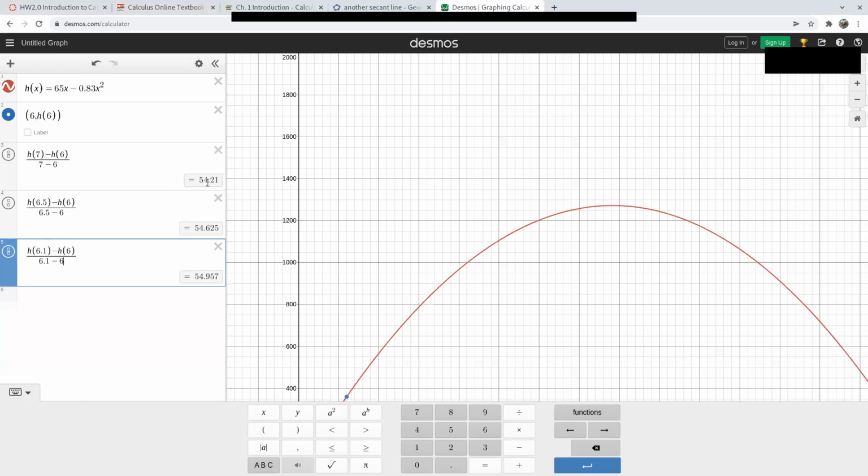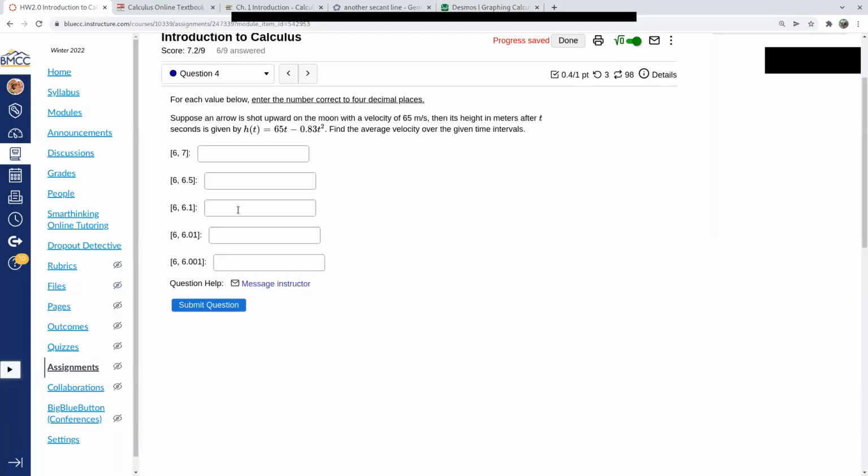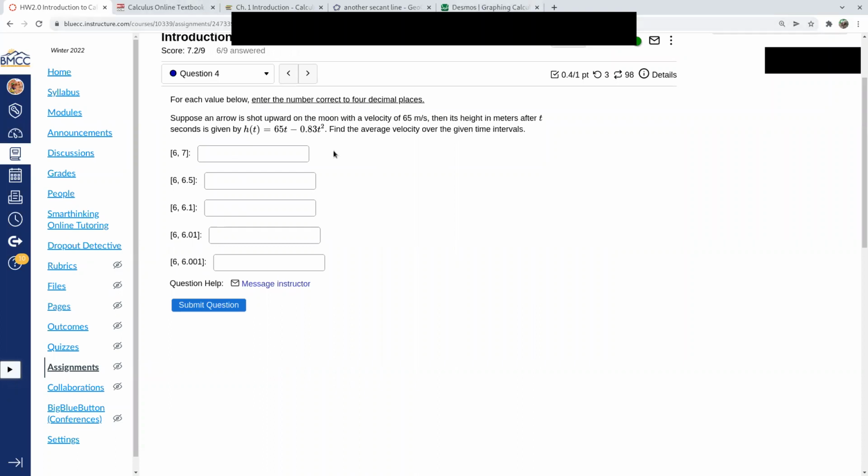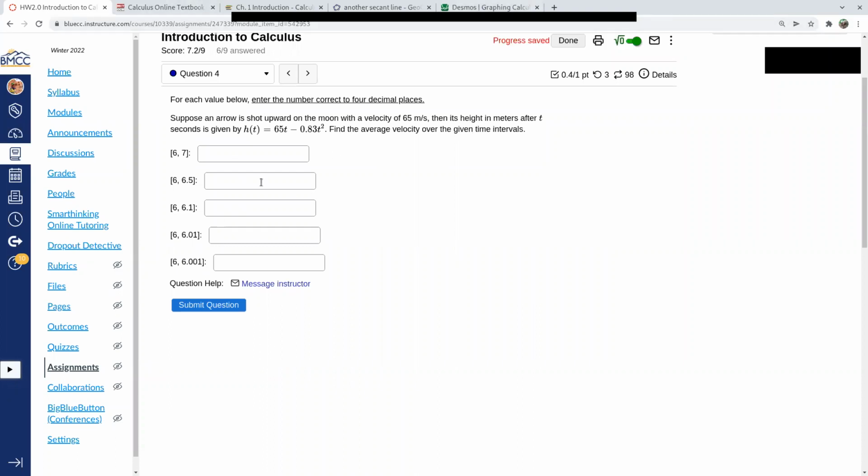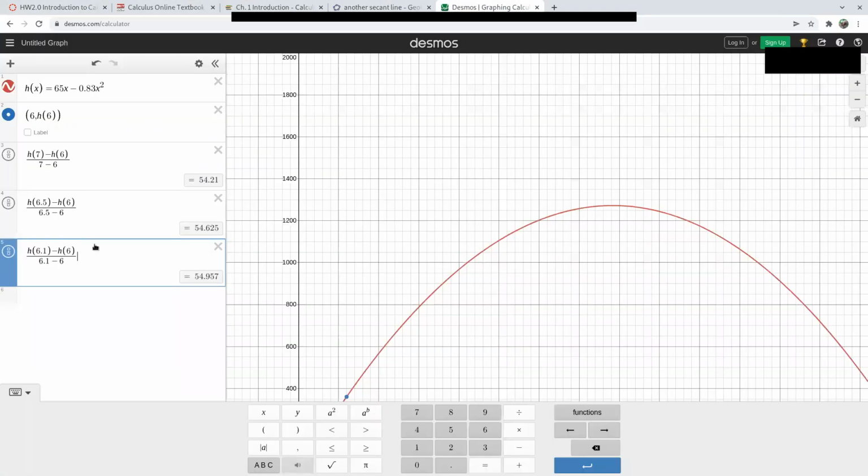So 54.2-ish, 54.6-ish, 54.957, right? I've done the first three here, and then it goes 0.01, 0.001, and we're hoping to see a pattern, ultimately, which is what Calc 1 is about. This is just kind of getting warmed up for the other kinds of problems we're going to do. So rather than retype this, I'm just going to replace that 6.1 with a 6.01 and do that in the denominator too. All right, 55.03. If I put another 0 in there, 55.03917.